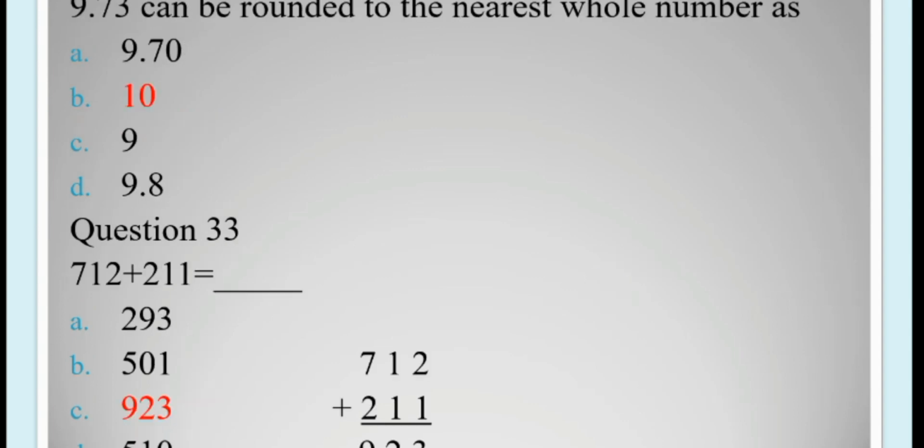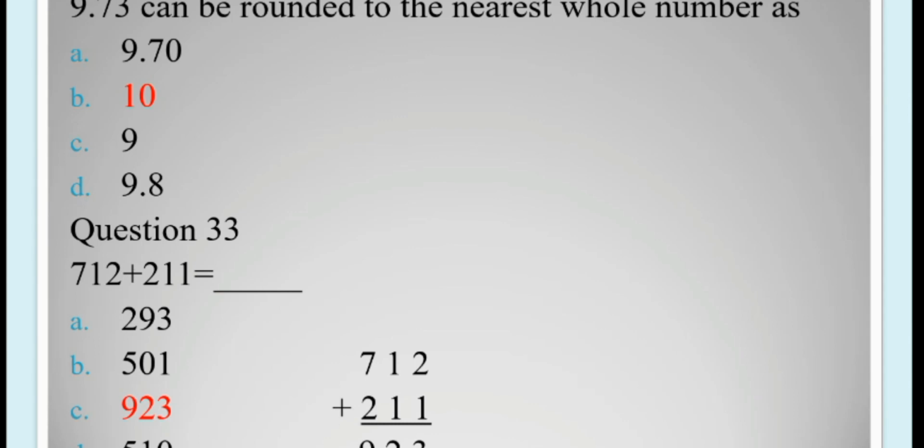15,500. Next question is to round off a decimal number into a whole number. 9.73, it is more than 0.5. So we round it off to the next whole number. It will be 10. Yes, the correct option is 10.